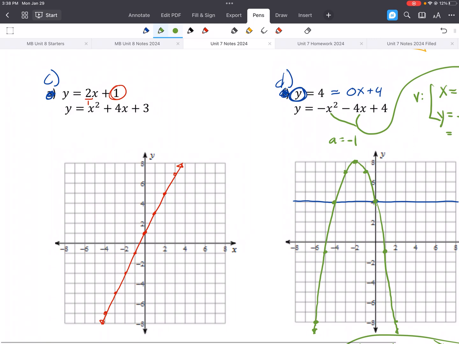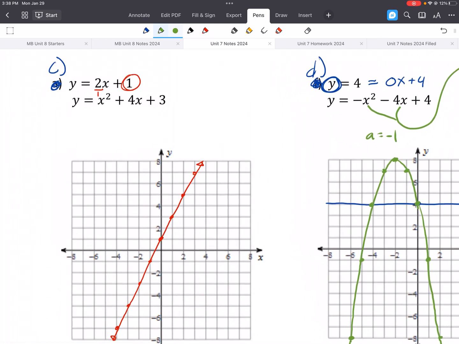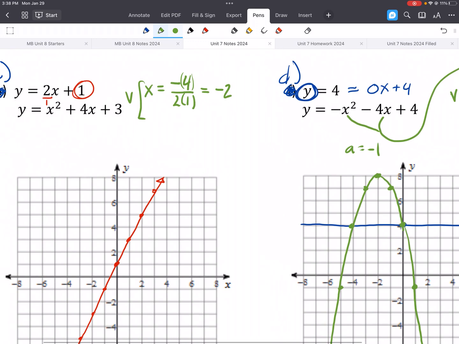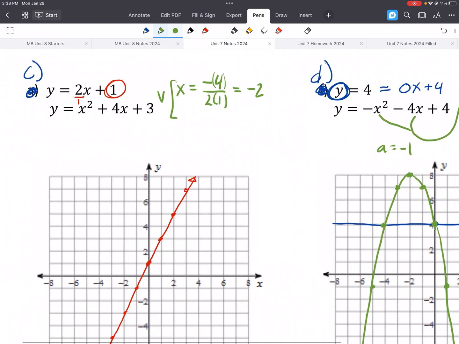Again, you can use your graphing calculator if you'd like to find your vertex, or we could just do it by hand. So vertex is negative b, so negative 4 over 2 times 1. So we end up getting negative 2. What's that other one too? They're all like negative 2s. Oh, my word. Okay, it's not like that all the time, okay?